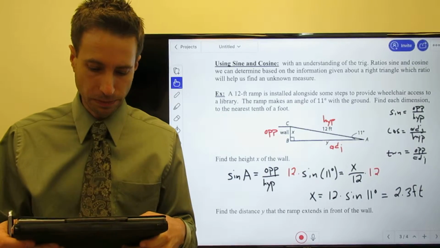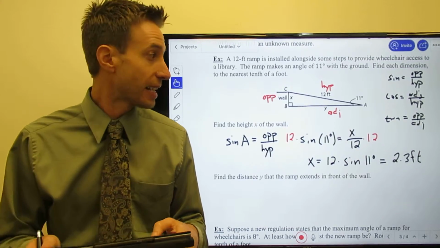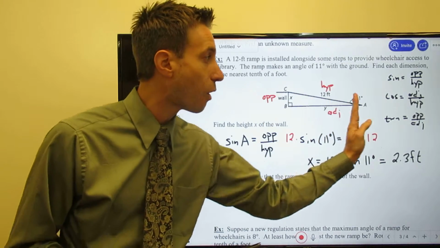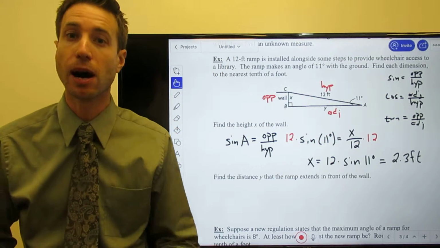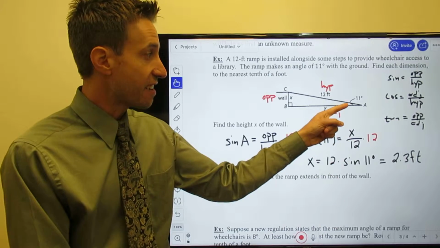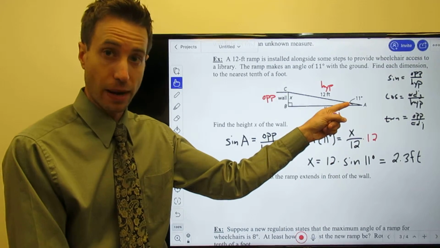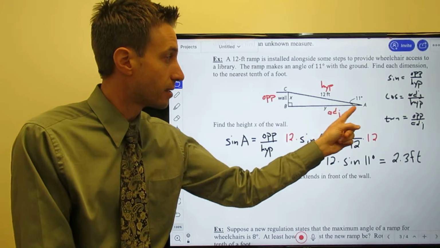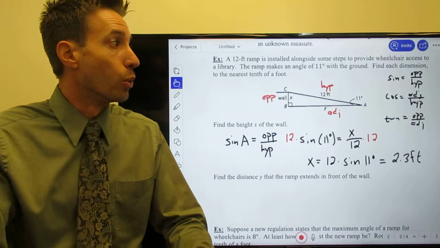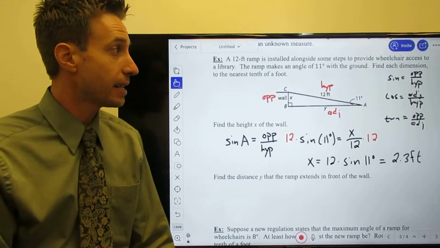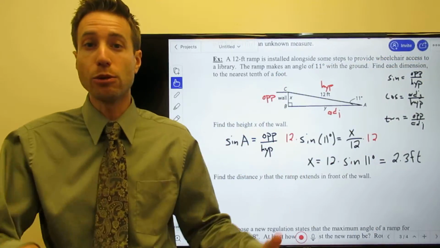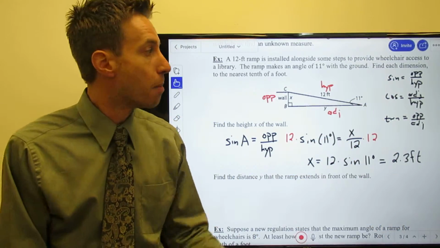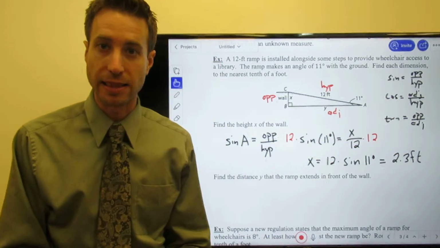Okay, so now, same question. Exact same question, still the ramp, but now I want to know distance y. How far out from the wall does that ramp come? Okay, they gave me this angle, 11. What is the information I'm looking for? I want to find the adjacent side. So, which one right away is eliminated? Sine is out. I can't use sine, because it doesn't have adjacent in it. So now I'm down to cosine and tangent. Both of them have adjacent in them.